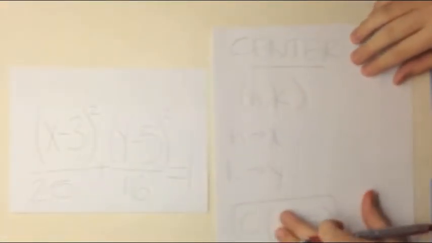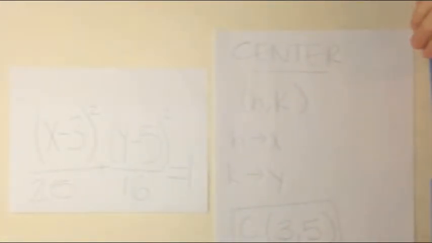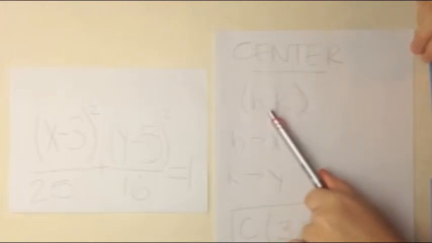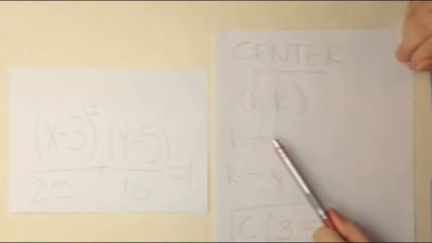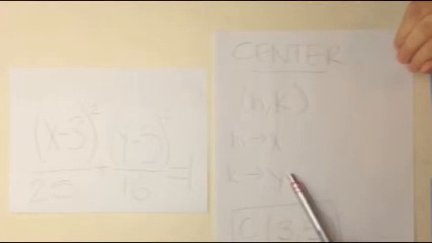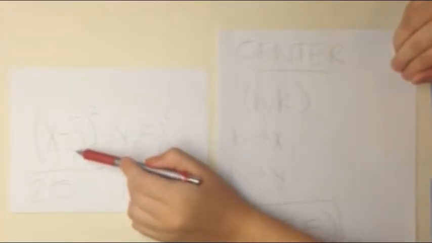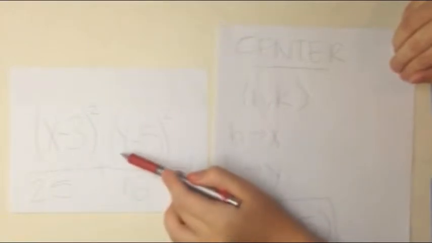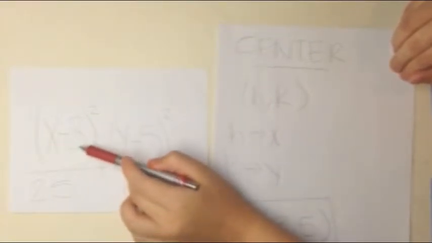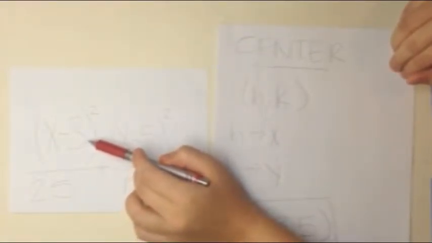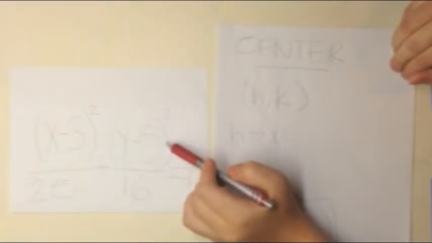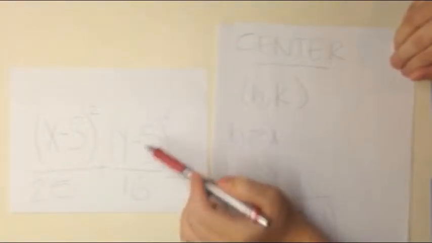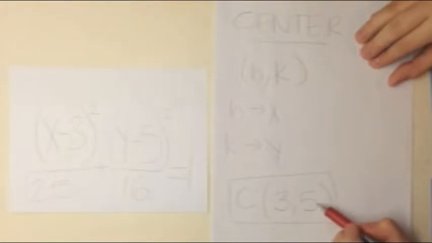Let's start with the center. The center is h, k. H is x, and k is y. In this case, as the formula says, x minus h, y minus k. So 3 is in the position of h, and 5 is in the position of k. The center will be 3, 5.